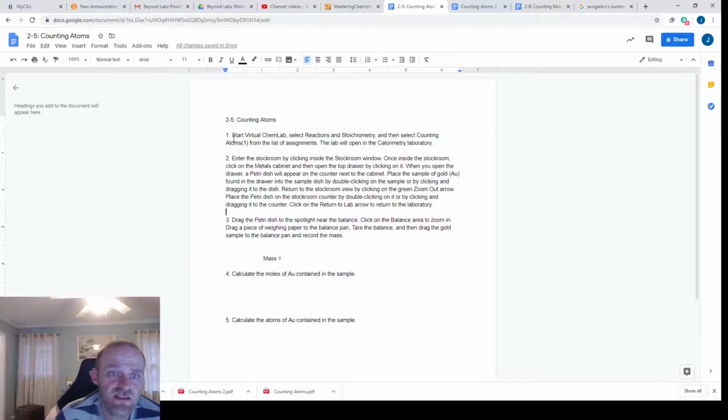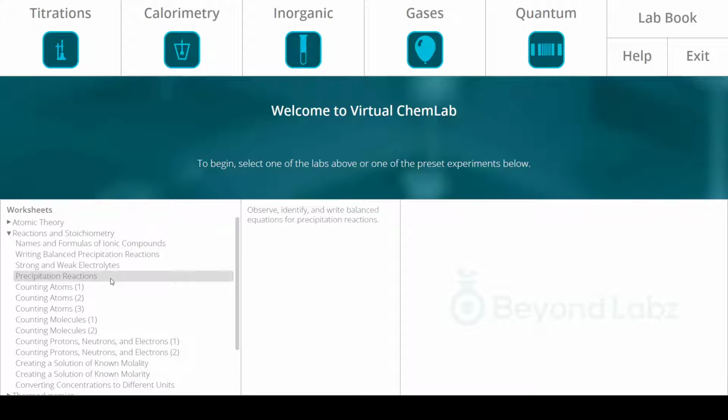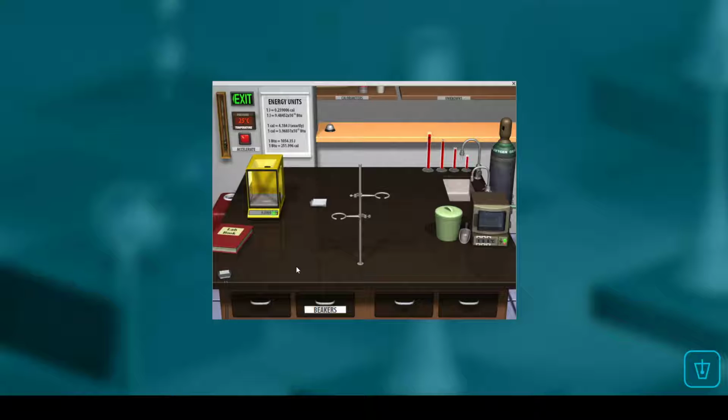Here's the worksheet. We're going to start the virtual chem lab, select reactions and stoichiometry, and then select counting atoms from the list of assignments. Okay, so here's my virtual chem lab. You want to go to reactions and stoichiometry, and then we're doing counting atoms. Here's the lab. I'm going to keep reading off the sheet, but I'm going to work in the lab while I do.